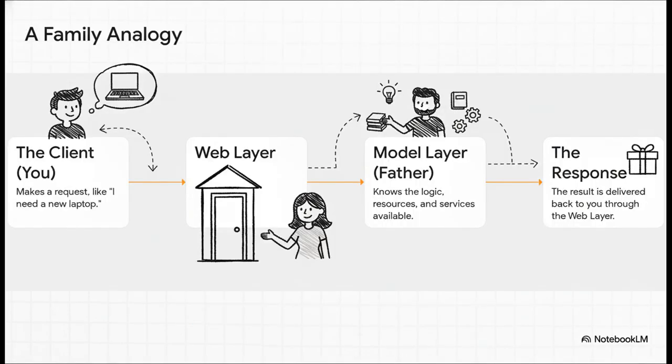I absolutely love this analogy for explaining it. So think of it like this. You are the client. You make a request. I need a new laptop. You make that request to the web layer. Let's call her your mother. Now, she's the main interface, but she doesn't do everything herself. She passes that request to the model layer, your father. He's got the core logic. He knows where the resources are. Once the task is done, the response comes all the way back through your mother, back to you.